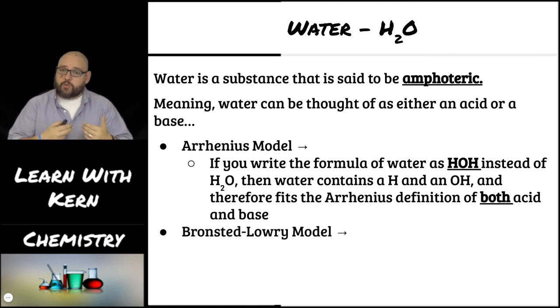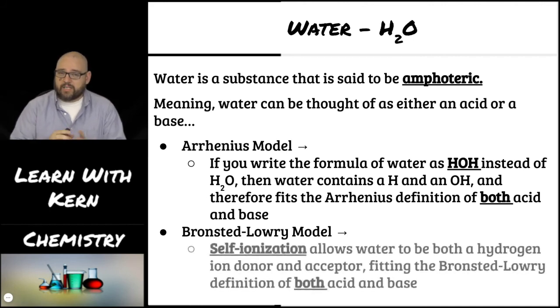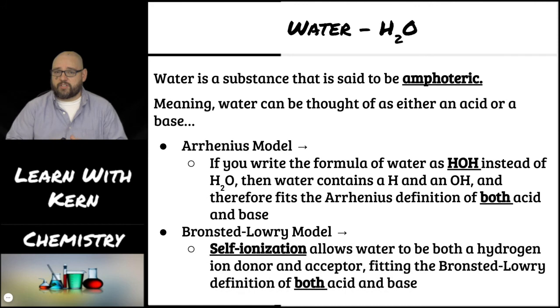So let's look at it in terms of the Bronsted-Lowry definition. In the Bronsted-Lowry model, it donates a proton or accepts a proton. So how does that work? Water does something called self-ionization. That allows water to be both a hydrogen ion donor and a hydrogen ion acceptor, and therefore it fits the Bronsted definition of both acid and base. It's all because of the self-ionization.